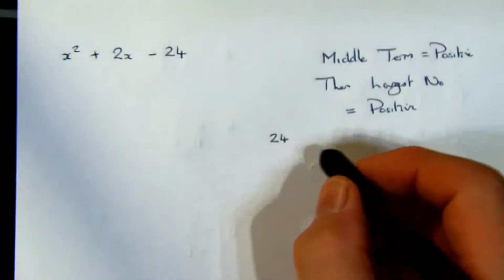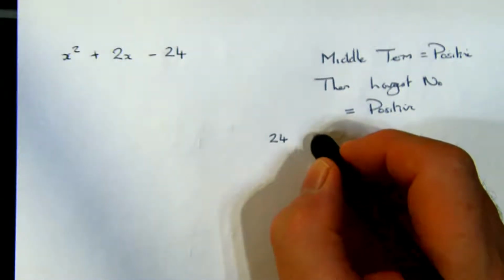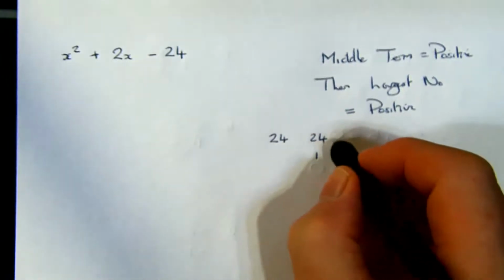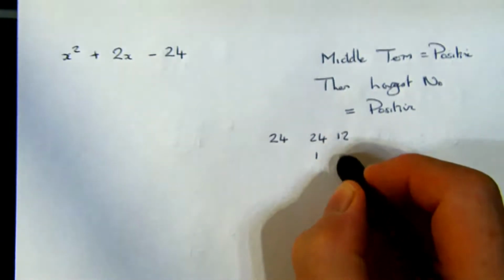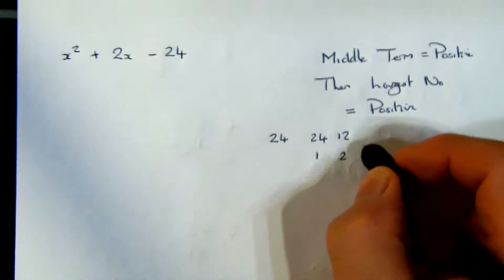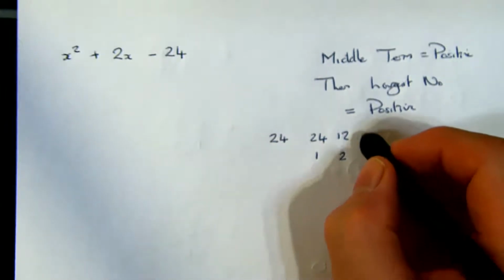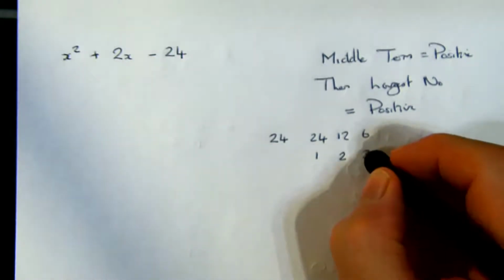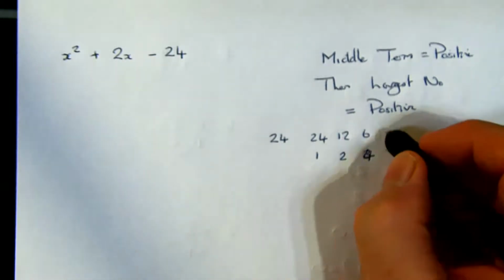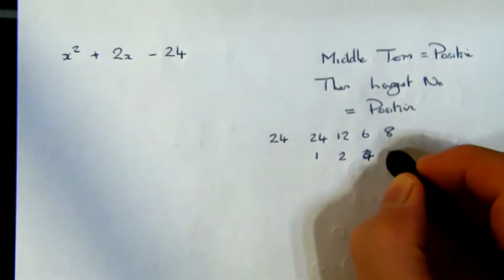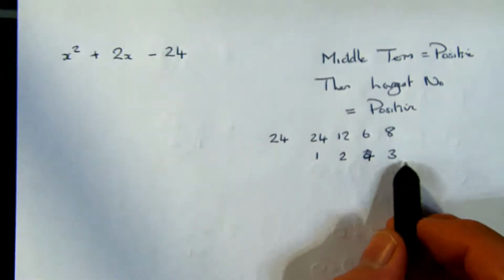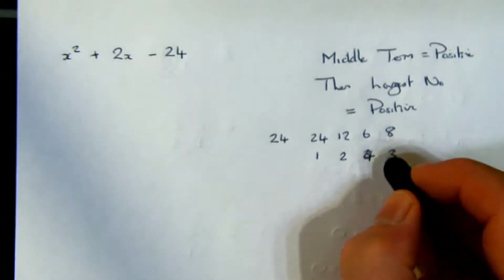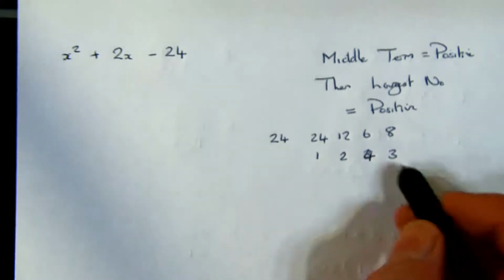24. Well, there are lots, aren't there? We've got 24 and 1. We've got 12 and 2. We've got 6 and 3. Sorry, we haven't. We've got 6 and 4. We've got 8 and 3. I was trying to go down and sort them out in order, 1, 2, 3, 4. I failed. There are the factors.